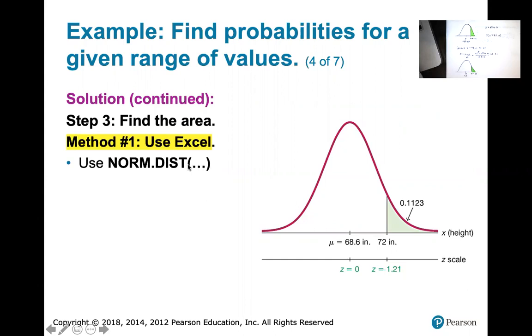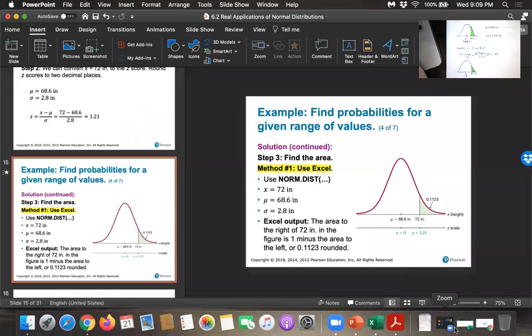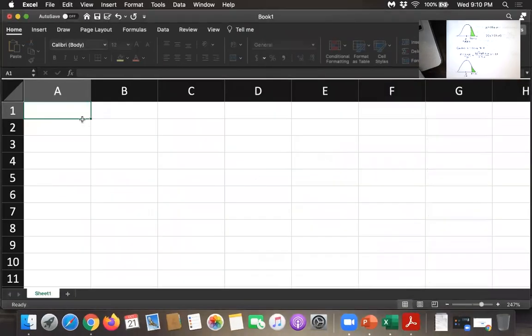norm.dist, and then you've got some values of variables to enter in these parentheses here. You'll need to enter the x value, the corresponding mean, the mean of our normal distribution, the standard deviation of our normal distribution, and then the last entry is asking you if you want cumulative area to the left, and you're always going to say true. And then you will find an Excel output for the area to the left. So let me show you how to do that.